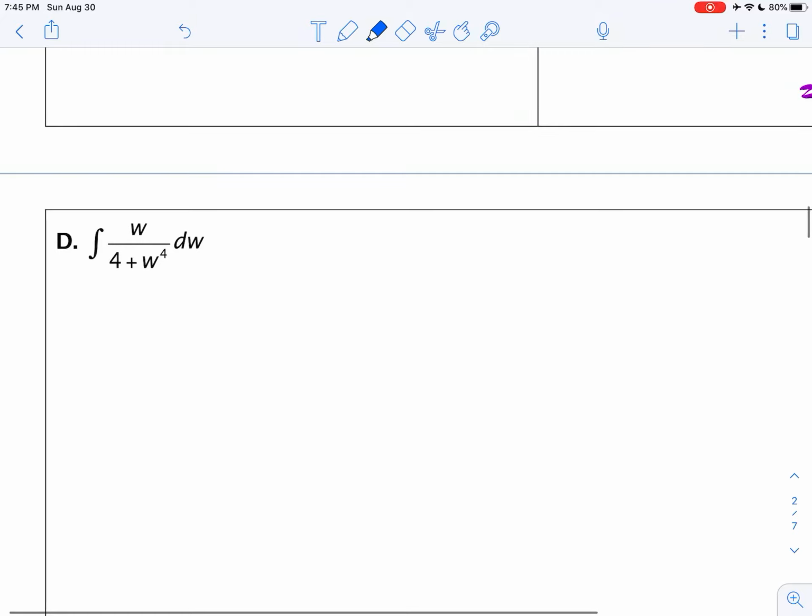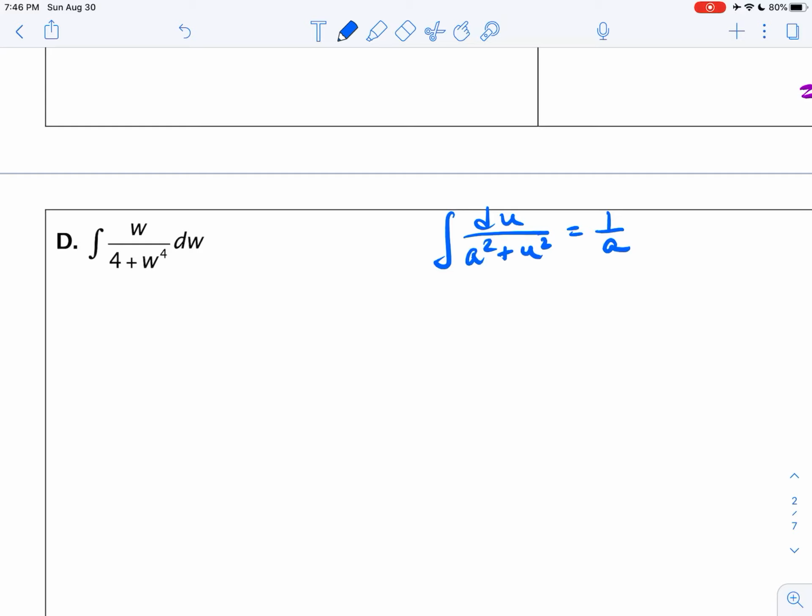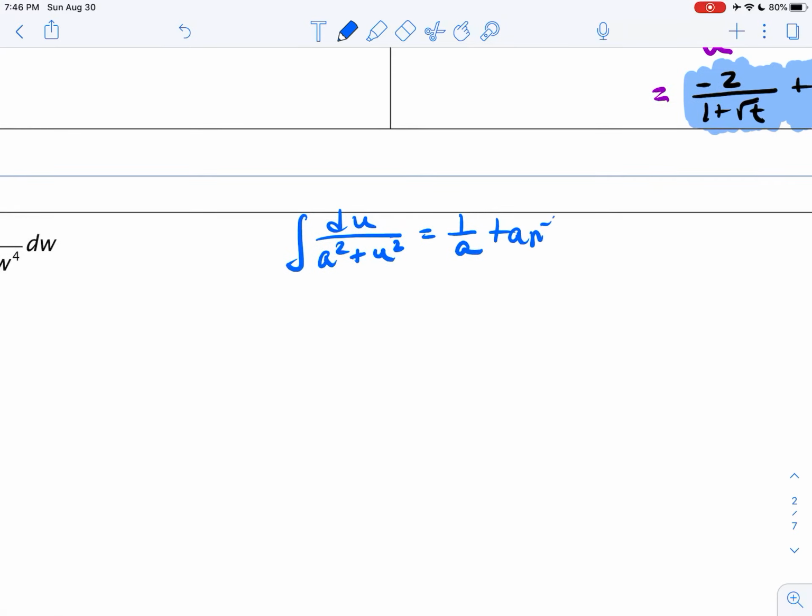All right, this one's a little bit tricky. Sometimes your success in doing U substitution is to recognize some patterns. I do think it is beneficial if you take the time to try to memorize the first 20 items on a basic integral table. And here I'm going to point out one integral table, and that is the integral of du over a squared plus u squared is going to be 1 over a times the inverse tangent of u over a plus c. Good.